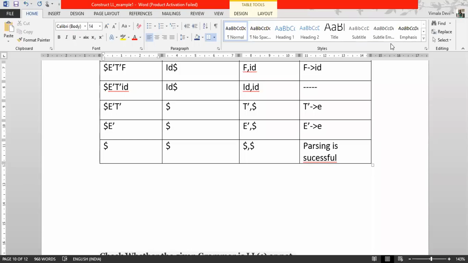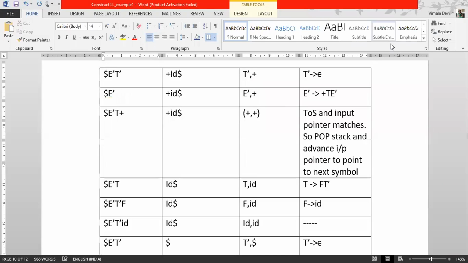I think in the last class, I told you to compute the first and follow of this expression grammar, right? Have you tried? I have given the answer. Have you done it, verified it? Okay, nice. If you are actively doing, very nice it is.